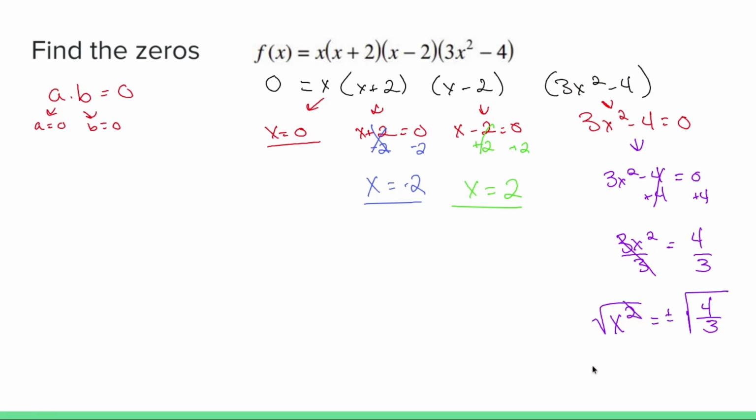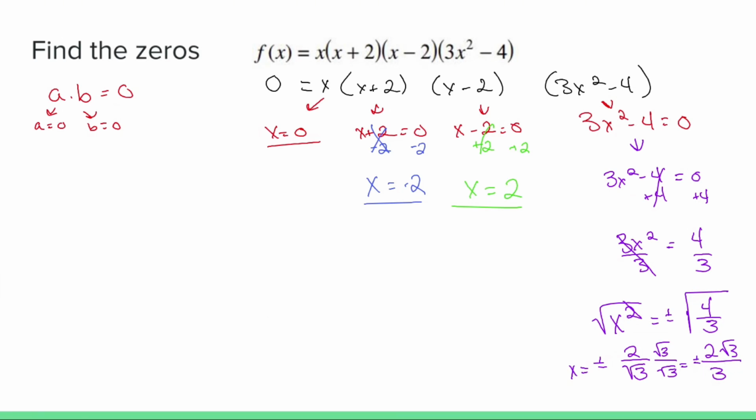Not done yet. This leaves me with x equals plus or minus the square root of 4, which is 2, over root 3. Now you know you're not allowed to have the square root of 3 on the bottom, so you multiply the top and the bottom by the square root of 3. That gives you 3 on the bottom, and on the top 2 root 3. So x is going to equal positive or negative that.